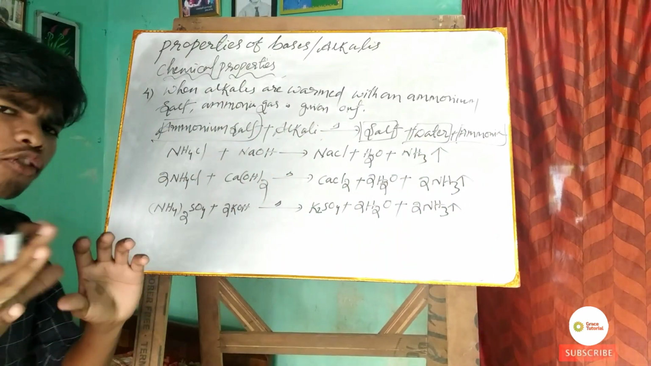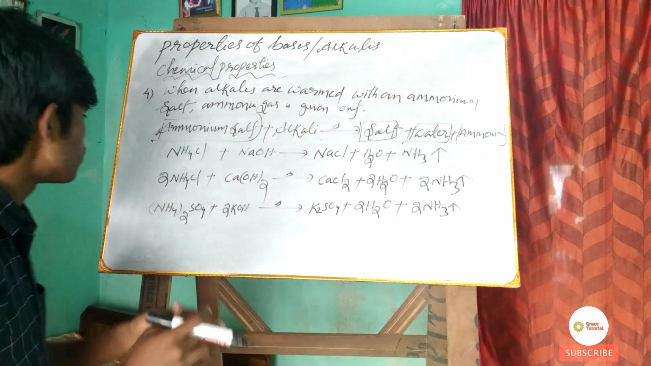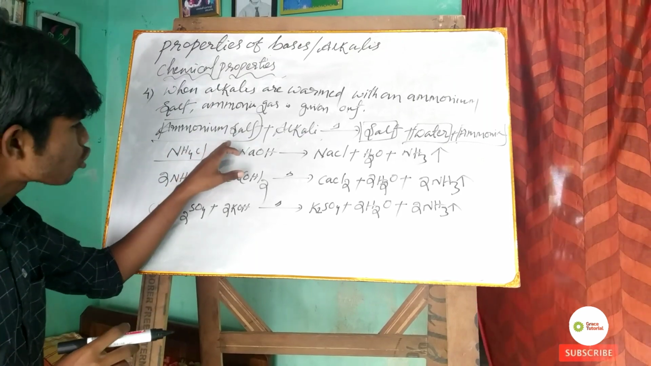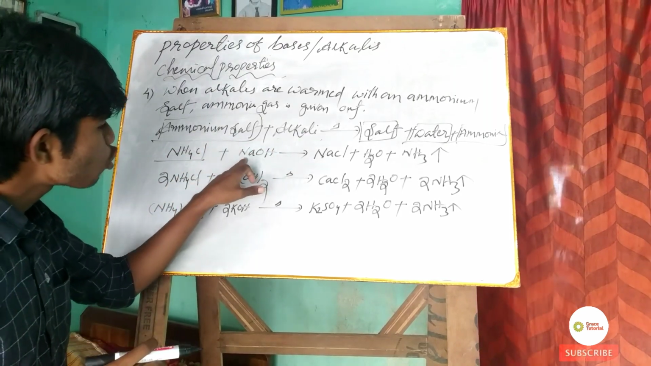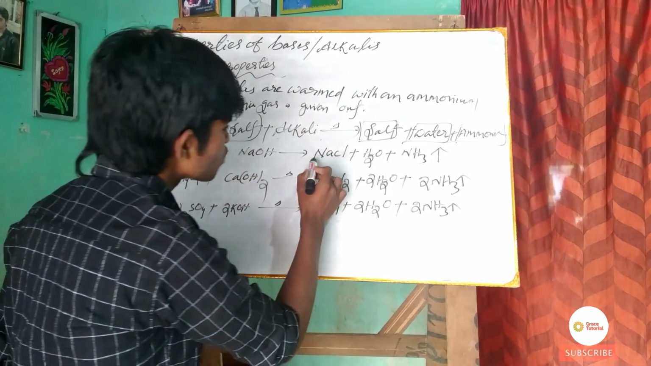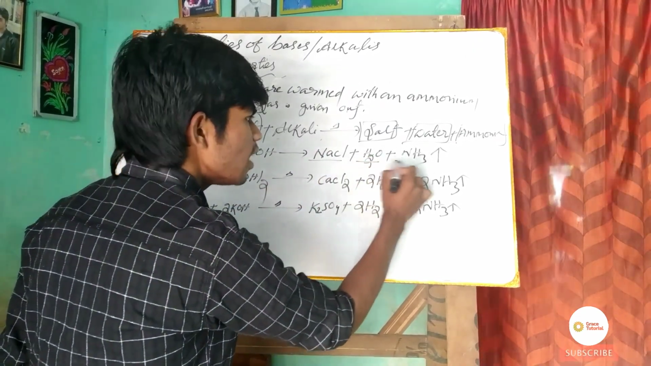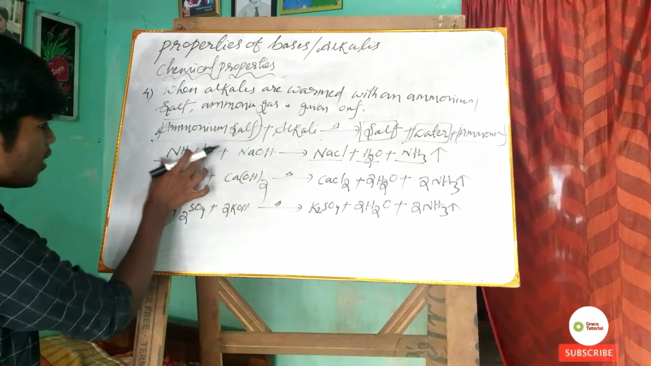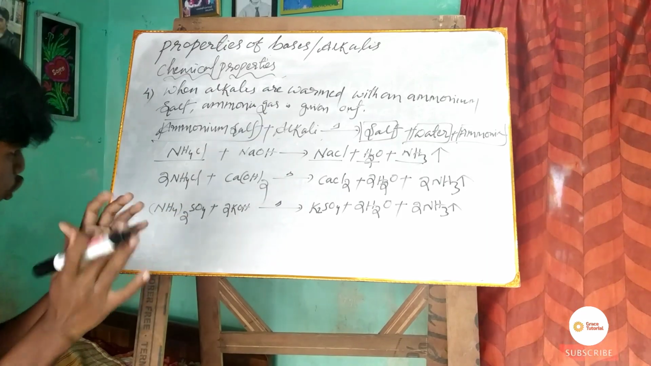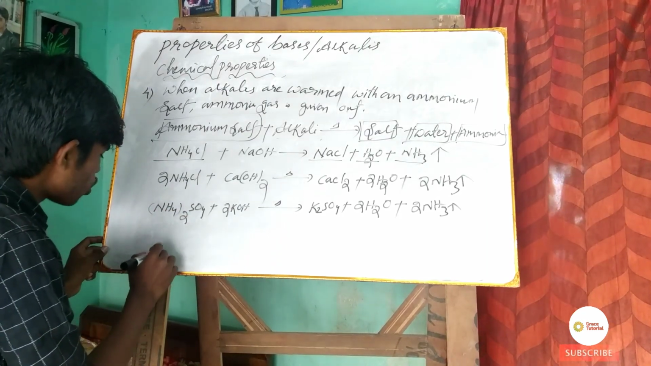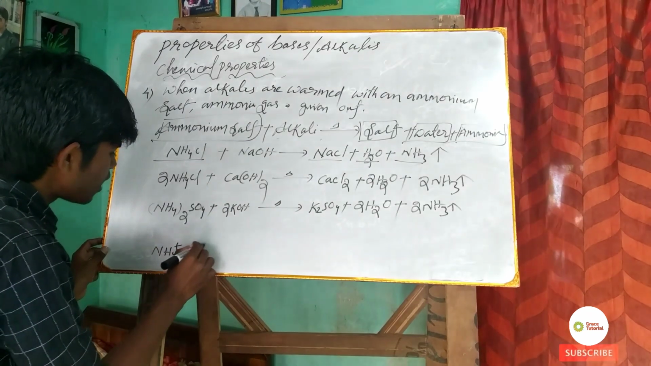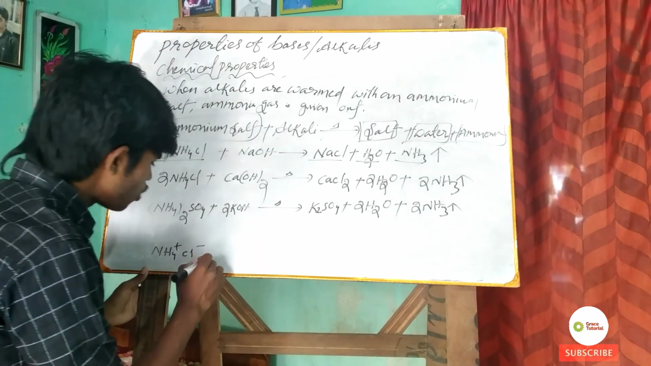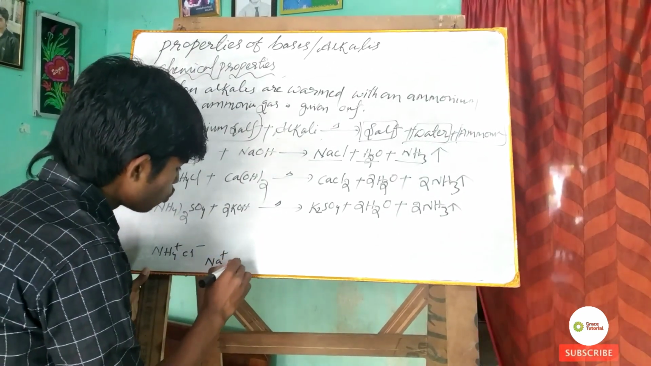Let us look at some examples so that it will be easy for you to understand. We have ammonium chloride. Ammonium chloride is basically an ammonium salt, and when it reacts with an alkali like sodium hydroxide, the salt, that is sodium chloride, is obtained with a water molecule along with ammonia gas. If you dissociate ammonium chloride, you will get NH4 plus and Cl minus. Similarly, if you dissociate NaOH, that is sodium hydroxide, you get Na plus and OH minus.